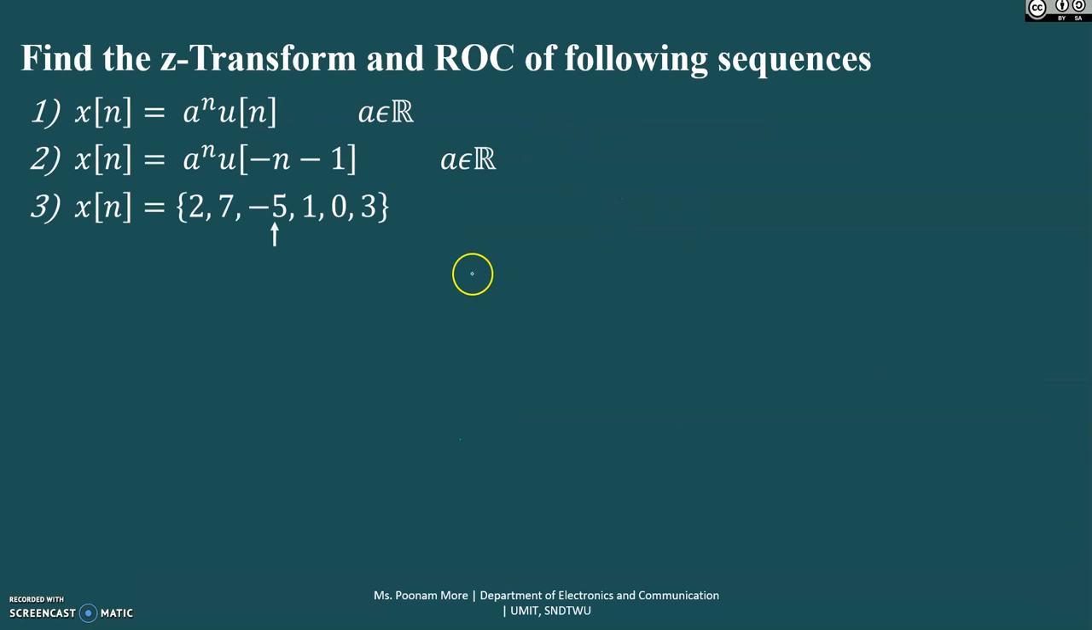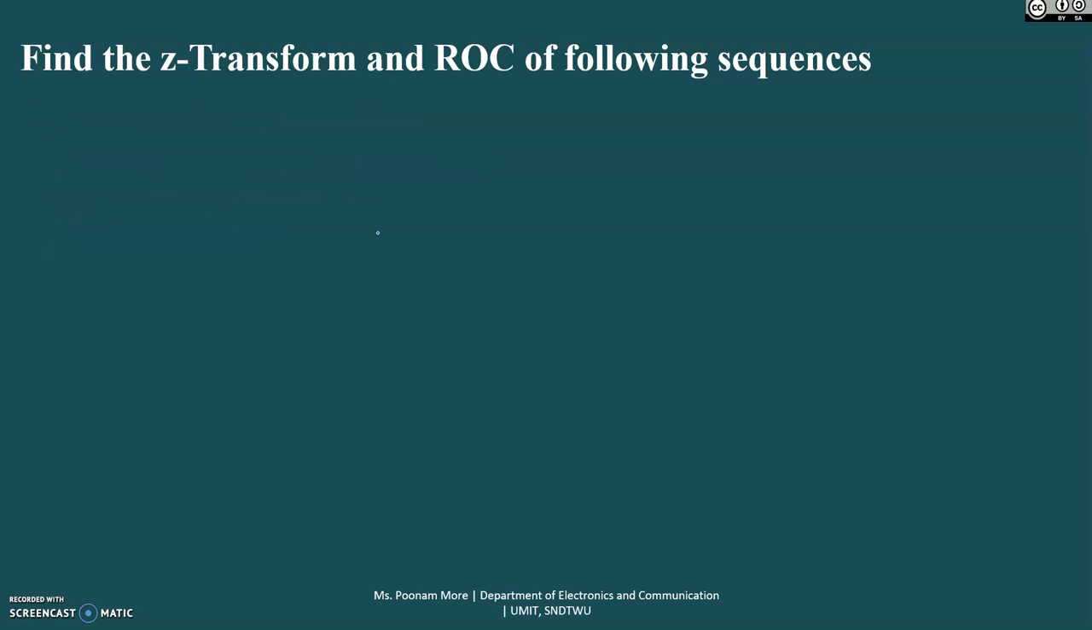In the previous session, we have discussed how to get Z transform and the ROC for the first two sequences. In this session, we will discuss how to get Z transform and the ROC for the finite length sequence. So let's consider our sequence x of n, which is of finite length duration, existing from n equal to -2 to 4.